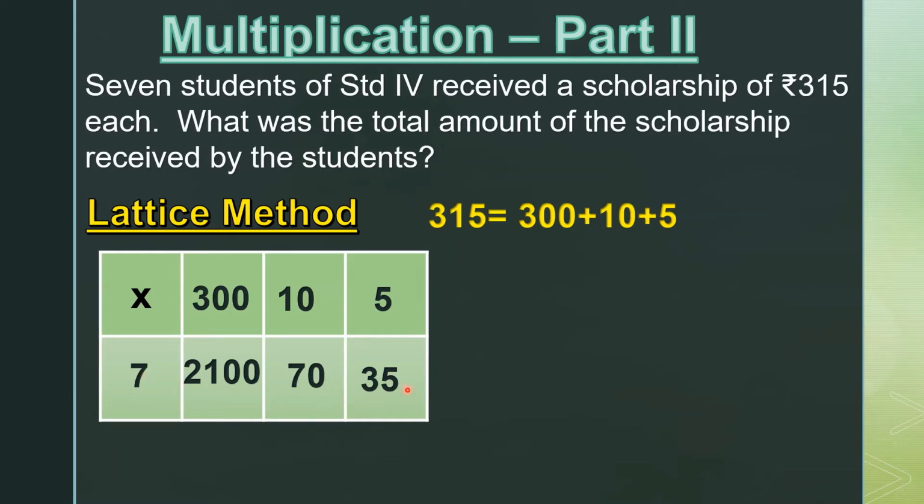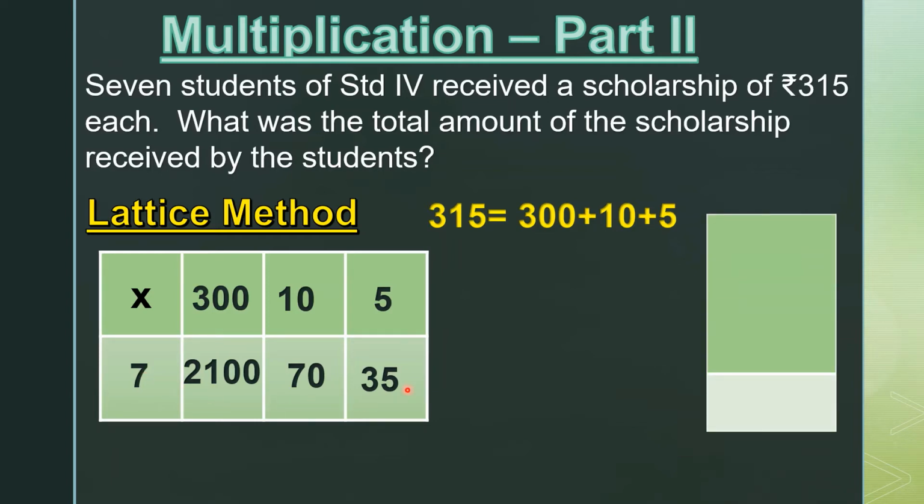Now we have to add all these 3 products. Let us arrange them vertically: 2100, 70, 35, addition sign. First we add the units place numbers: 0 plus 0 plus 5, we get 5. Now tens place numbers: 0 plus 7 plus 3, we get 10. We write 0 here, 1 is carried forward. Now we add the hundreds place numbers: 1 plus 1, we get 2. Now this 2, we bring it down as it is.